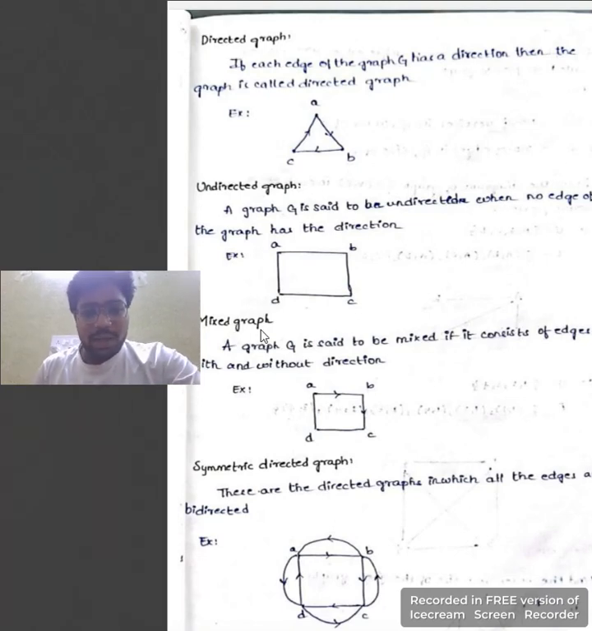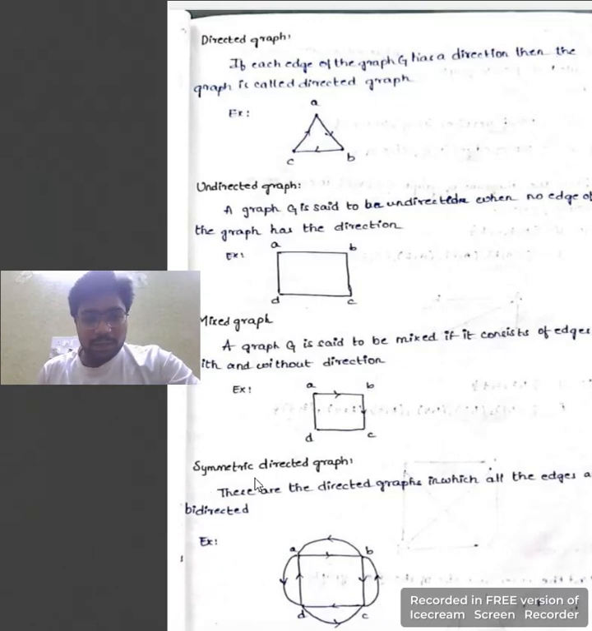When coming to a mixed graph, it consists of both directed and undirected edges. Let us consider this example. Here from A to B there is an edge which consists of a direction, but from A to D it does not consist of any direction. That means it is a mix of both direction and undirection. That's why it is called a mixed graph.